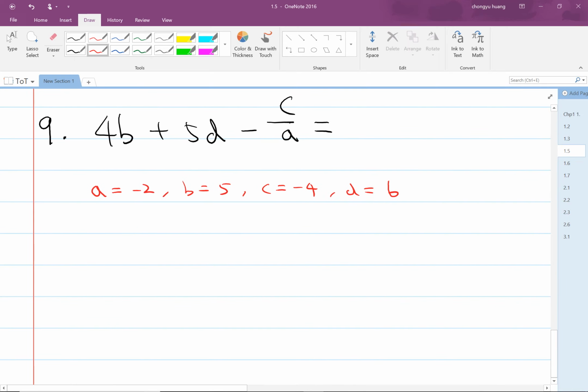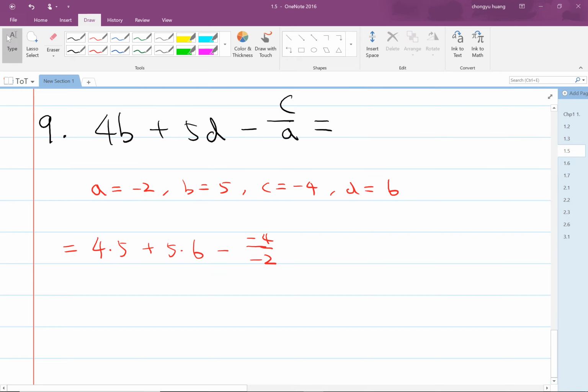So let's plug in the numbers. So what we have over here is 4 multiplied by B. B is actually equal to 5, right? And then you plus 5 multiplied by D. D is actually equal to 6, right? And then you minus C. C over here is negative 4. And then A is going to be negative 2, right?